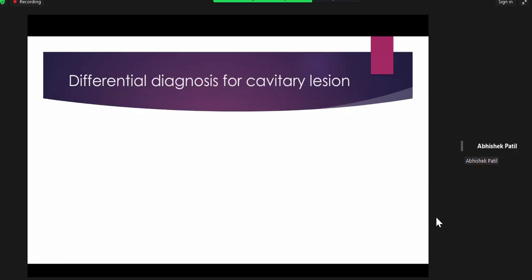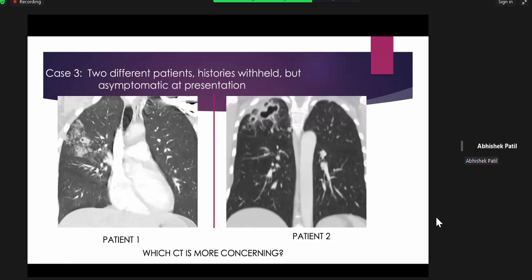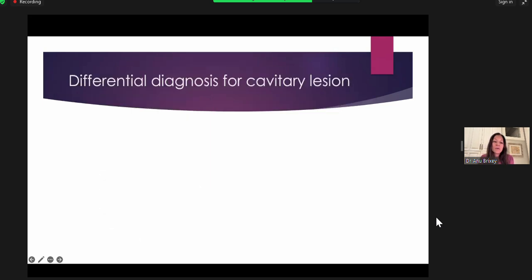So there was a mixed response, but predominantly people chose patient one as the more concerning radiograph. Excellent. Well, you guys should be teaching this lecture, because that's very impressive. Typically, when I've given this, most people choose patient two because they see this large cavitary lesion. So it's very impressive that you would look at the tree and bud nodularity and think this is going to be more concerning to me.